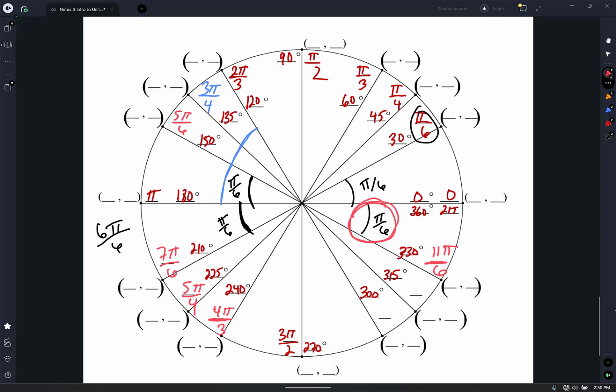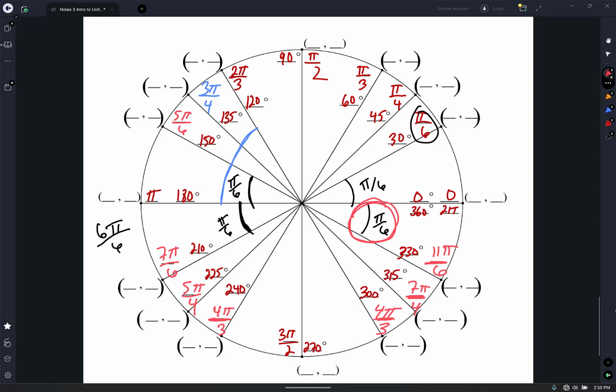Keep the denominator the same. The denominator was a 4, so what do you think this one is? 7 pi. Keep the denominator the same, 3. What do you think this one is? 4 pi.